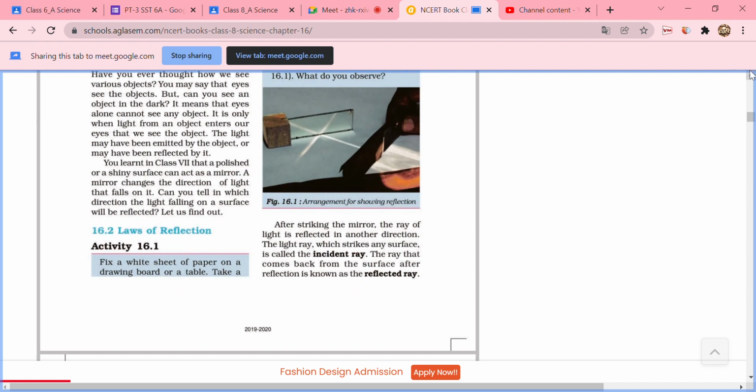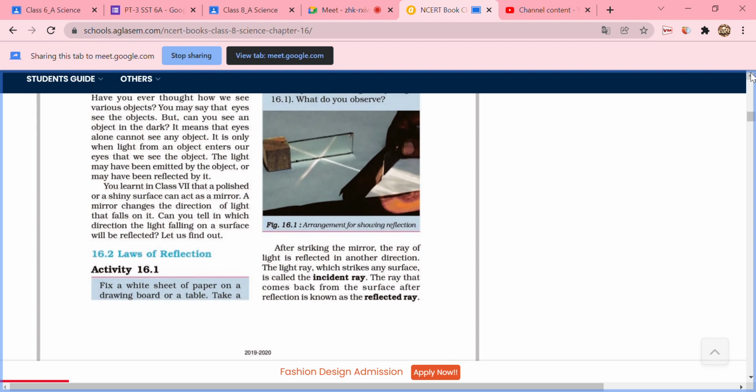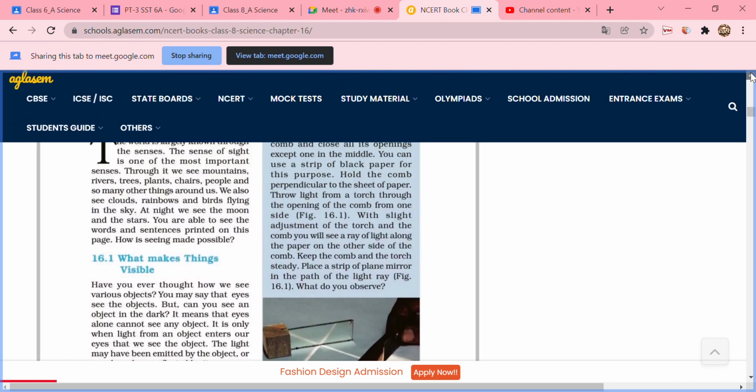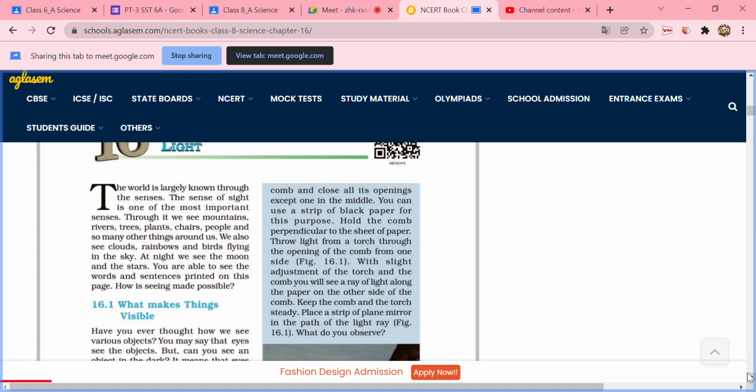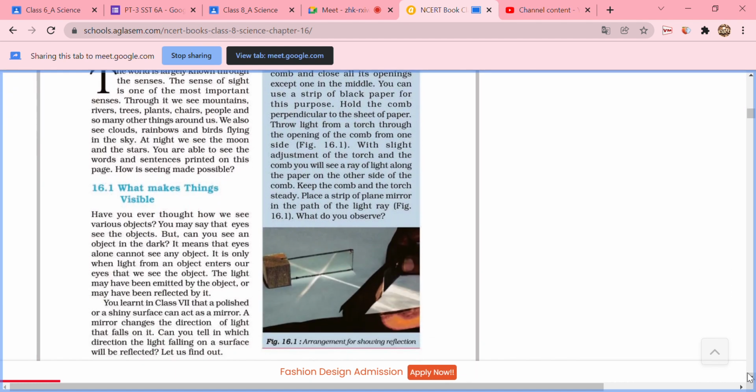16.2, laws of reflection. Activity 16.1: fix a white sheet of paper on a drawing board or a table. Take a comb and close all its openings except one in the middle. You can use a strip of black paper for this purpose. Hold the comb perpendicular to the sheet of paper. Throw light from a torch through the opening of the comb from one side, figure 16.1. With slight adjustment of the torch and the comb, you will see a ray of light along the paper on the other side of the comb. Keep the comb and torch steady. Place a strip of plane mirror in the path of light, figure 16.1.